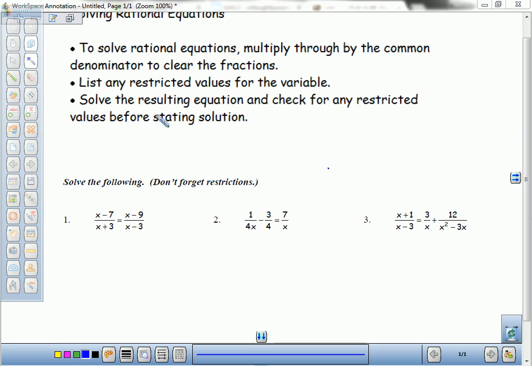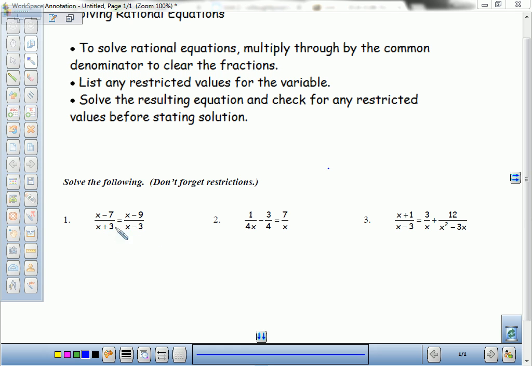Okay, so today we're doing two things. We're going to start by solving rational equations. This is pretty simple, okay? There's a couple steps to it. So to solve rational equations, we're going to multiply through by the common denominator to clear our fractions, so we don't have any. Now, common denominator we already know how to find.